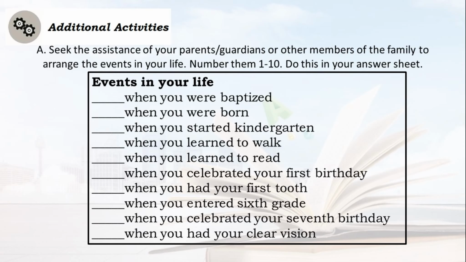A. Seek the assistance of your parents, guardians, or other members of the family to arrange the events in your life. Number them 1-10. Do this in your answer sheet. Events in your life. When you were baptized. When you were born. When you started kindergarten. When you learned to walk.